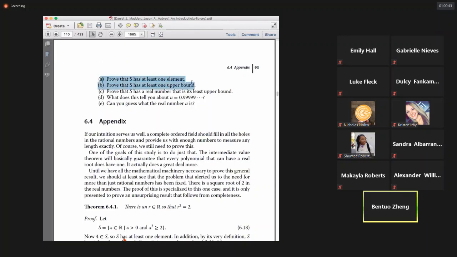All right, so let's look at the question. The first one is we want to prove that S has at least one element. Of course, just now we already plugged in n equals 1, it has 0.9. So A is trivial. And B is we want to prove S has at least one upper bound.